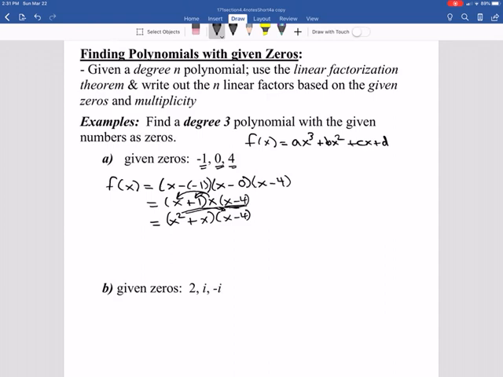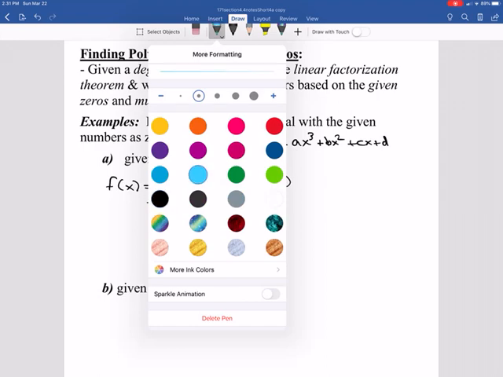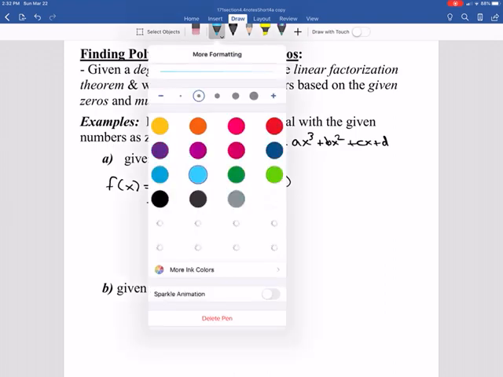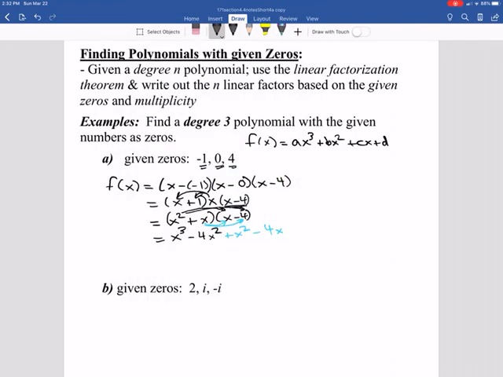Let's multiply the x squared through. x squared times x is x cubed. x squared times -4 is -4x squared. Now let's take the x and distribute it through. We'll put it in a different color here in blue. x times x is x squared. x times -4 is -4x. And then as we simplify, let's go ahead and combine the like terms.